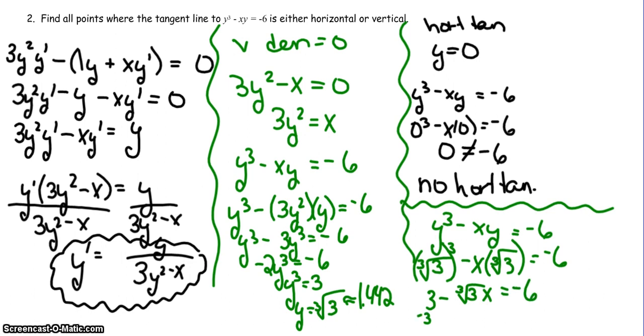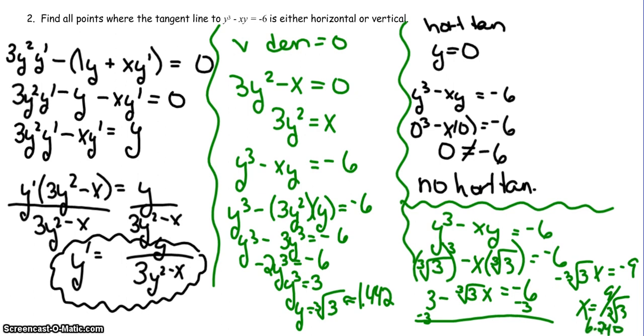Subtract the 3, and I will have negative cube root of 3x equals negative 9, or x equals 9 over the cube root of 3, which is equivalent to 6.240. So we did not have any horizontal tangents, but we're going to have a vertical tangent at the point 6.240, comma 1.442.